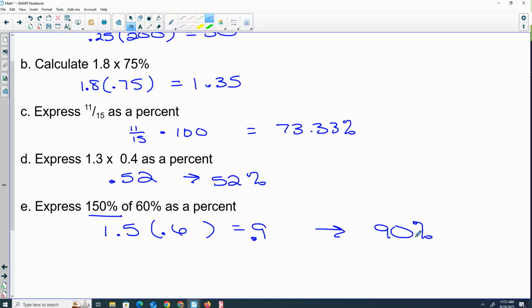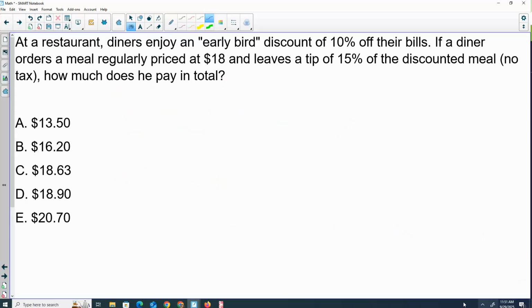Alright, so of means multiply. If you're using a percent in a problem, you move the decimal back 2. If you're trying to write your answer as a percent, you move it over 2. Multiply by 100. Okay, I want you guys to try this question. You can turn and talk to somebody about it, because the 15% is on the discounted meal. So the normal price is $18.